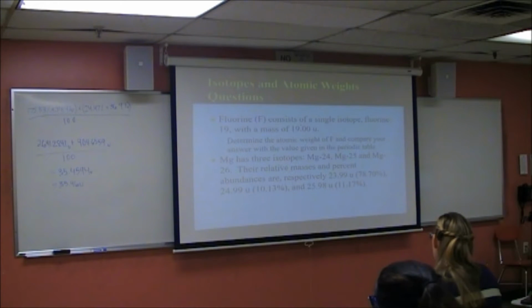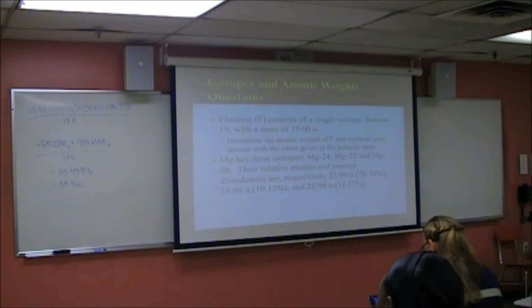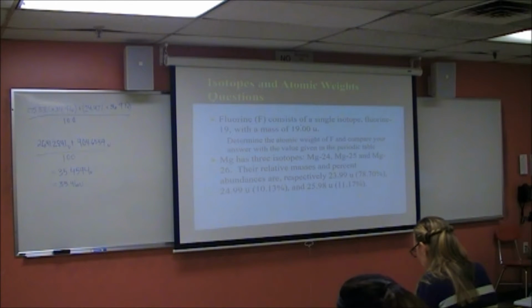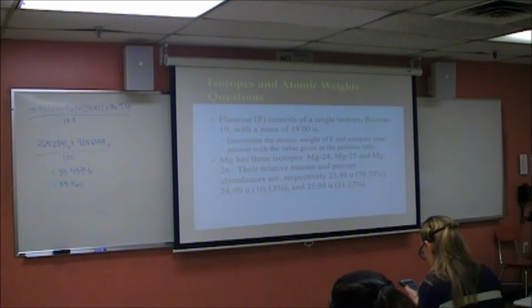Magnesium has 3 isotopes, magnesium 24, 25, and 26. The relative masses and percent abundances are as follows. Calculate the atomic mass and compare that to the mass on the periodic table. Who wants to do it? You got it? Go.